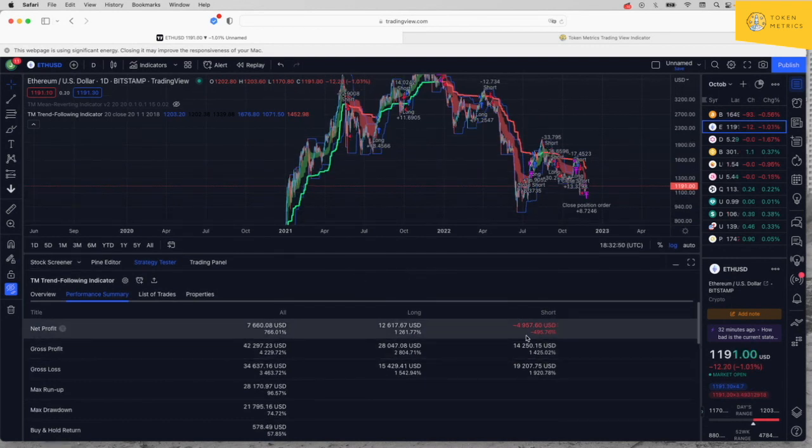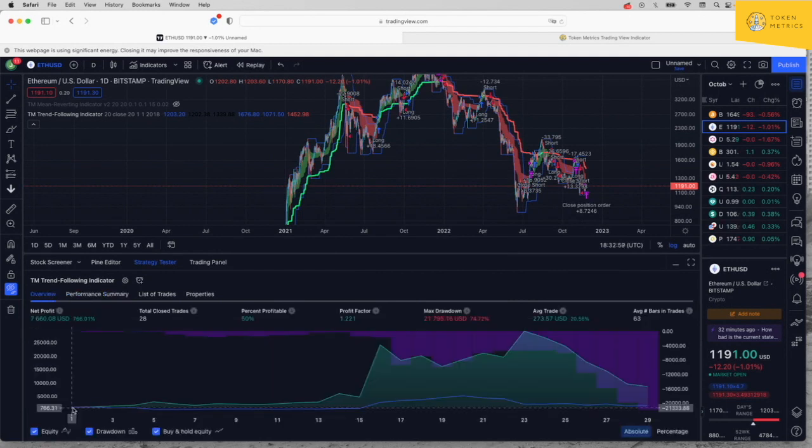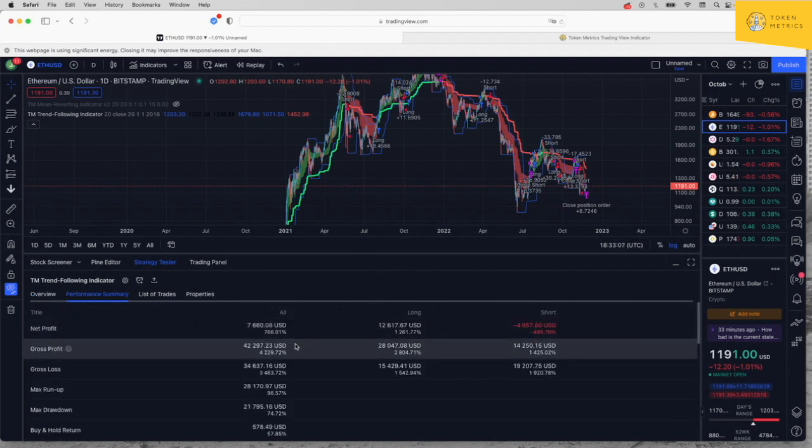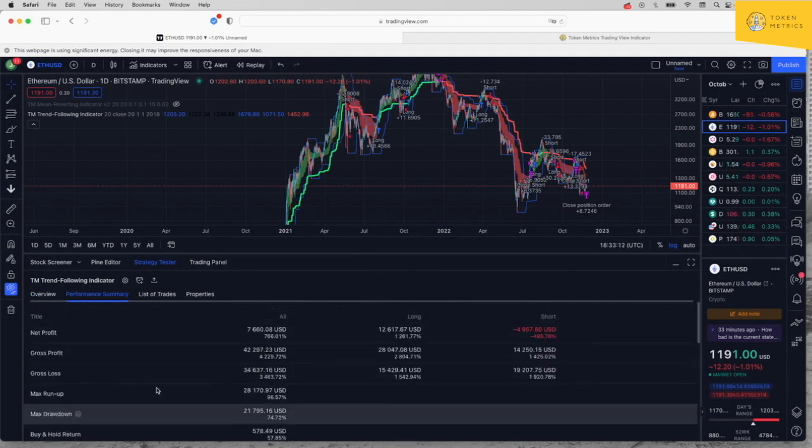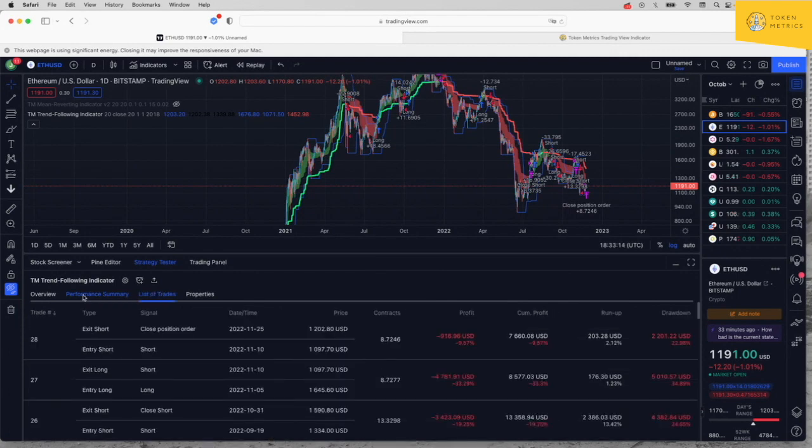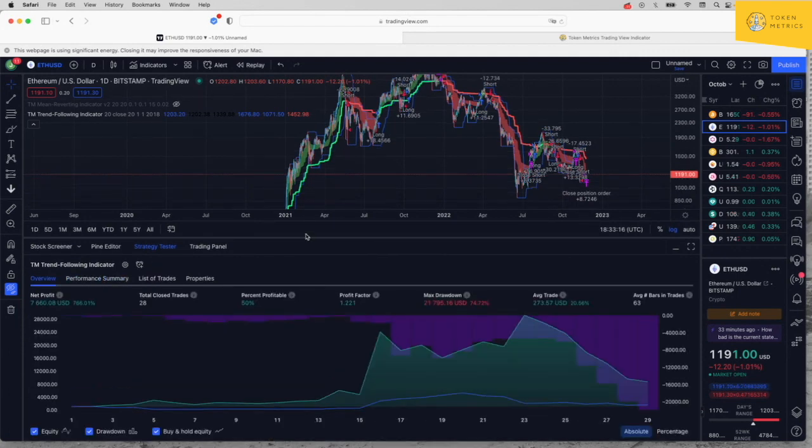Now, one thing to mention is that in TradingView, there's a slight problem with the percentages in terms of short and long because it's taking into account where we start, and we start with $1,000, but at some point we were down $4,000. So it's taking that into the performance summary, which is not correct. And same thing for all the other open trades. And then you can see the list of trades one by one for each.